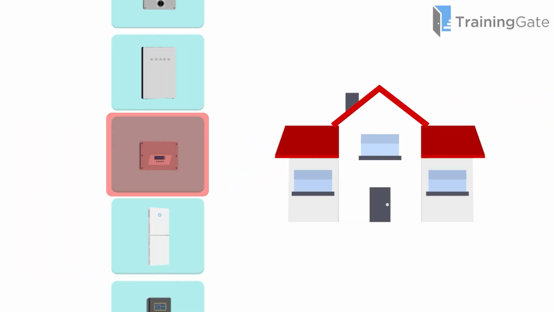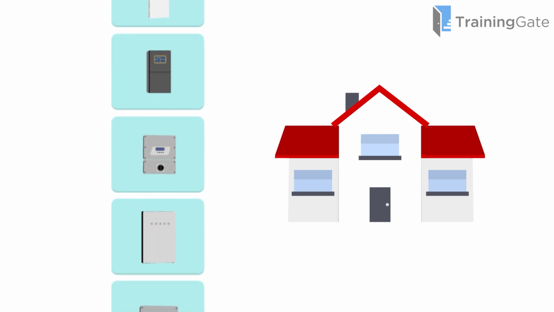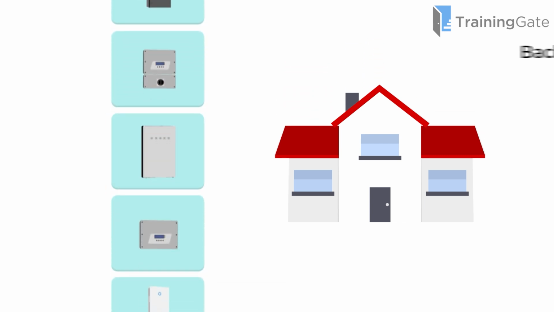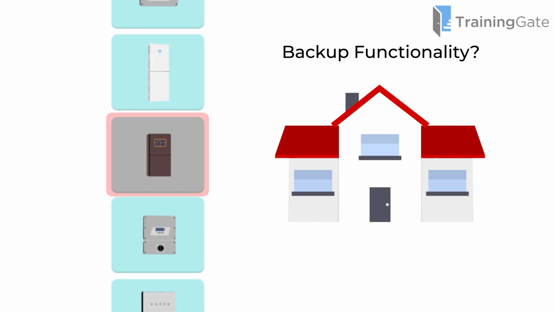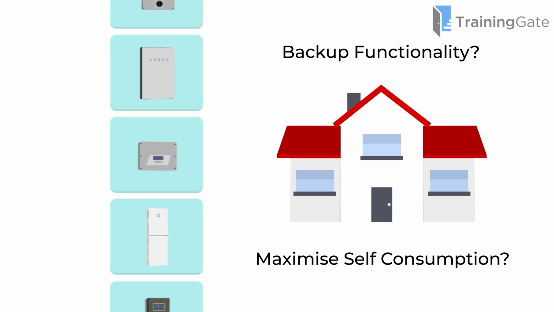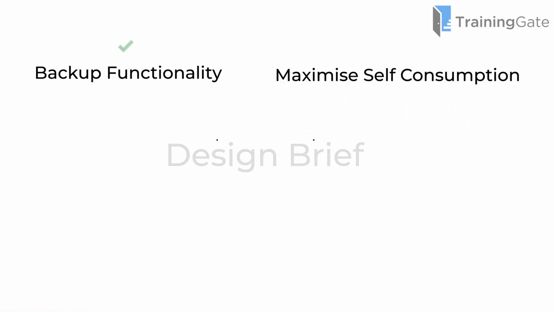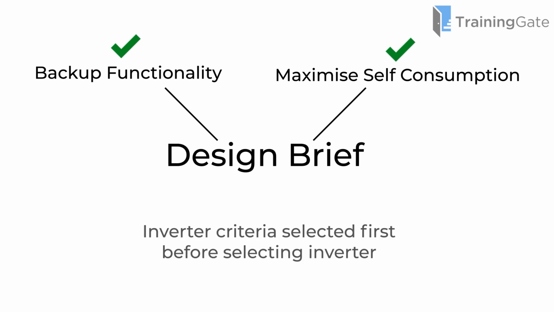Matching the correct battery inverter for a grid-connected application will typically be based on two criteria. Either the inverter is required to have a backup functionality to power loads during an outage, or the system will be required to operate to maximise the site's self-consumption. In some cases, both criteria may be required as a function of the design brief. As a result, the required inverter criteria should be determined before selecting the equipment.